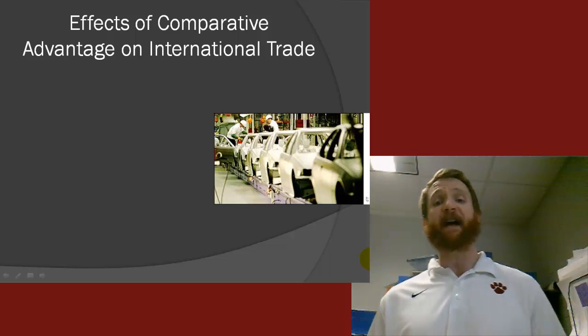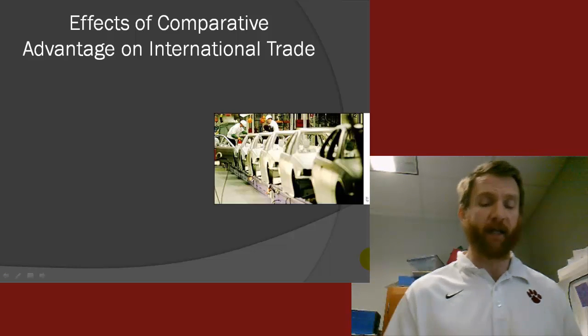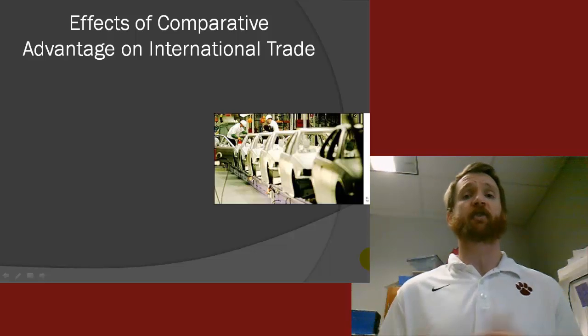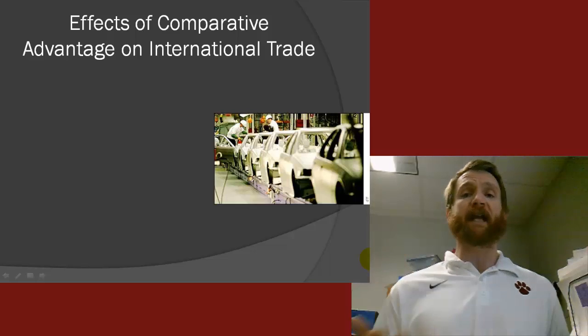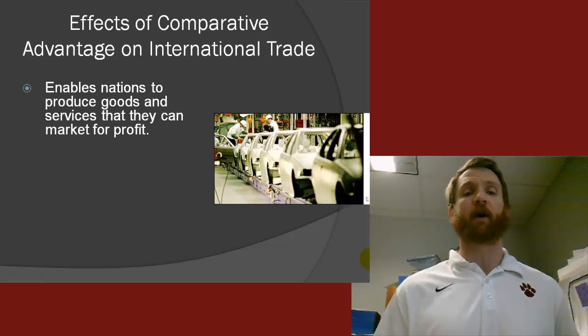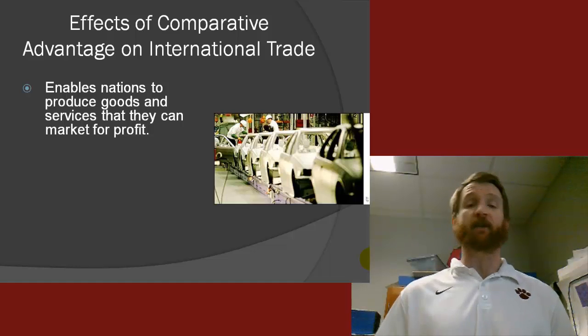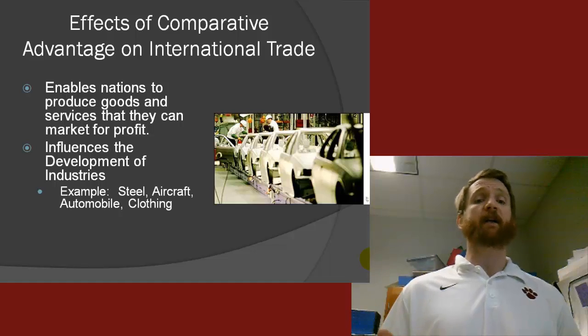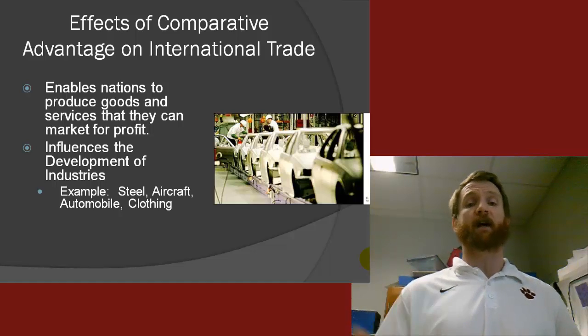So what are the effects of comparative advantage on international trade? Well, remember, comparative advantage is the idea that countries choose to make certain things or get good or efficient at producing certain things so that they have an advantage over other countries. Well, it enables countries to produce things that they can make for a profit. Okay? It also influences the development of some countries.